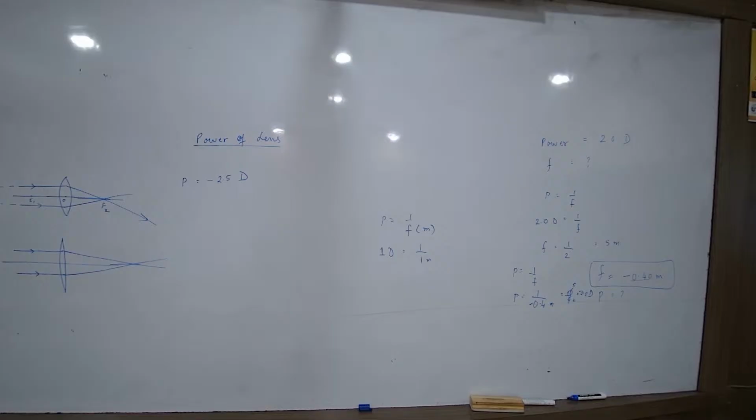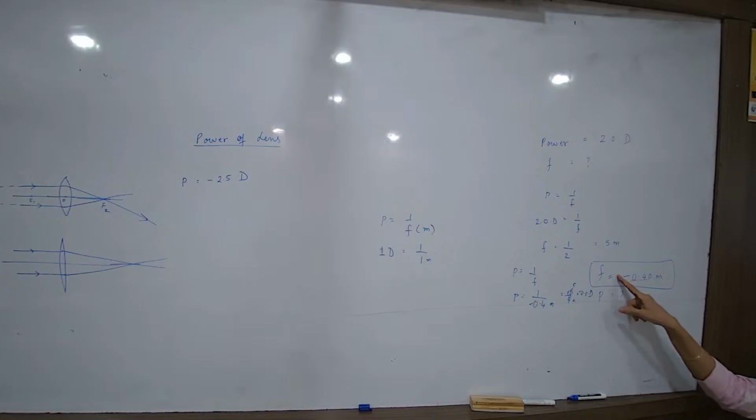Did you do this now? This is the same sum. They have just given you 2 D, so how did we find out whether it is 0.5? Obviously we have substituted. Similarly, a lens of power negative 2.5 diopter has a focal length of negative 0.40. I have given you the other way around.